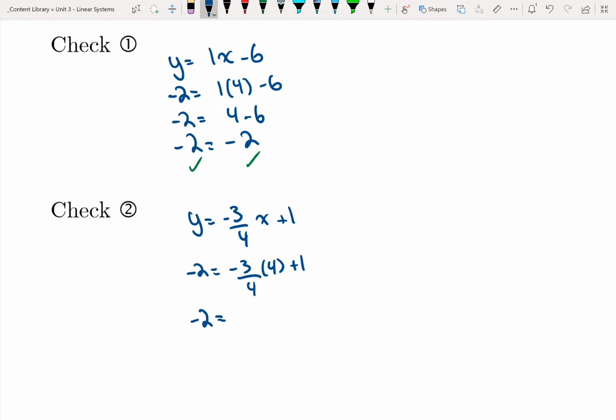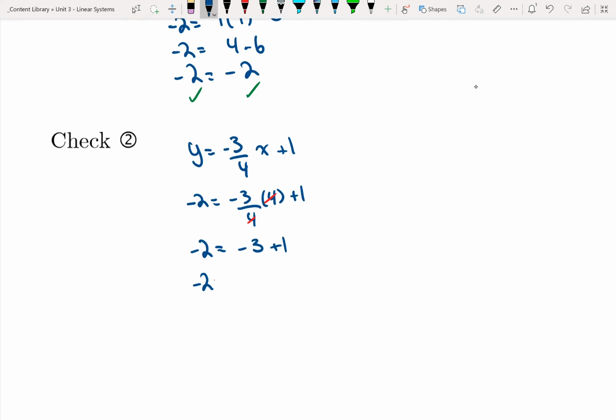Negative 3 divided by 4 times 4. Thinking back to solving equations, those two just cancel each other out. And I have negative 3 plus 1. Negative 2 equals negative 2 when I simplify. So the left side does equal the right side. Negative 2 does equal negative 2. So that is correct. So that means that point of intersection works for both equations, so it is correct.